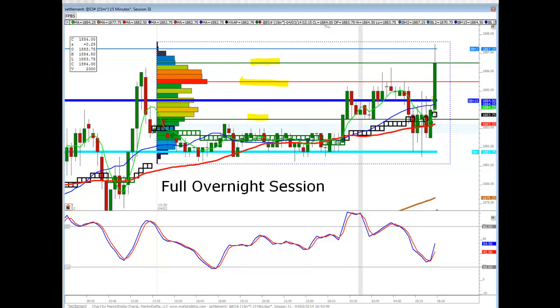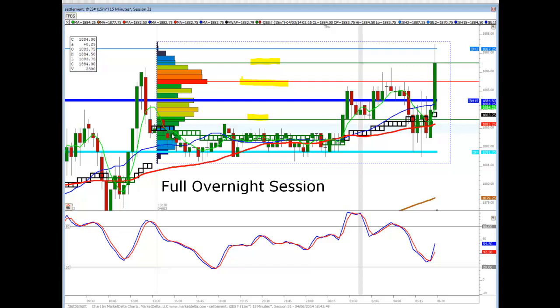So this gives me a very interesting perspective into the overnight session and really helps me to begin preparing for the next day. And you will begin to see that the overnight session actually will influence the following day session. So let's take a look at what happened overnight.